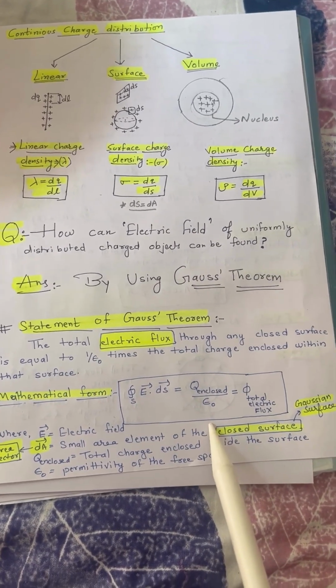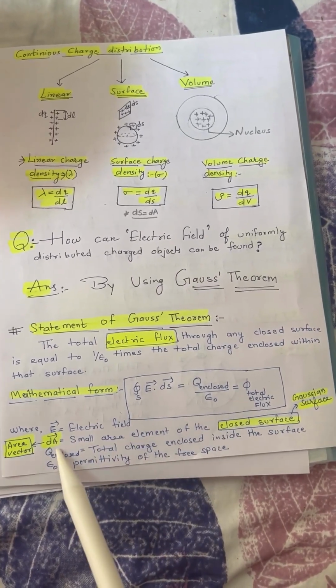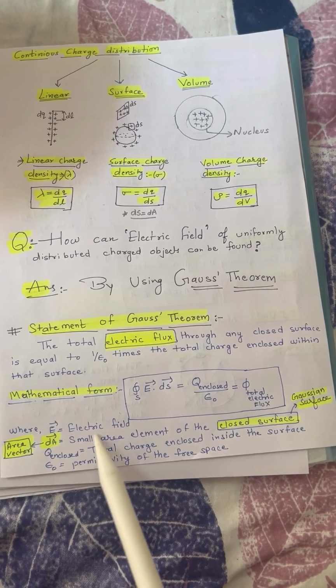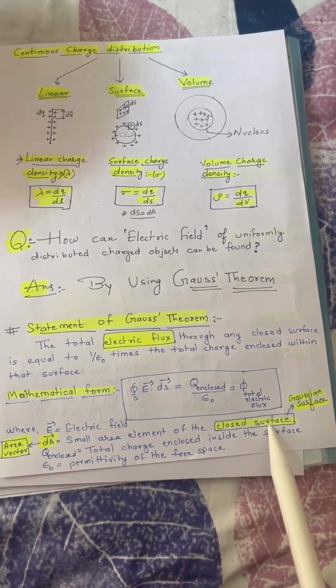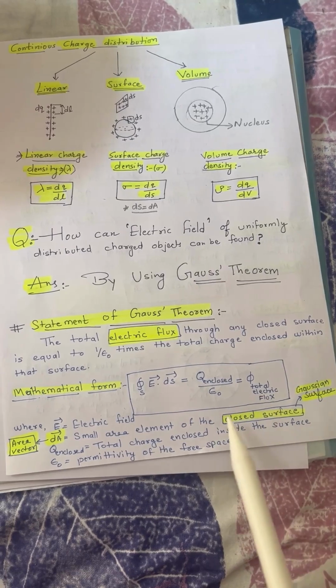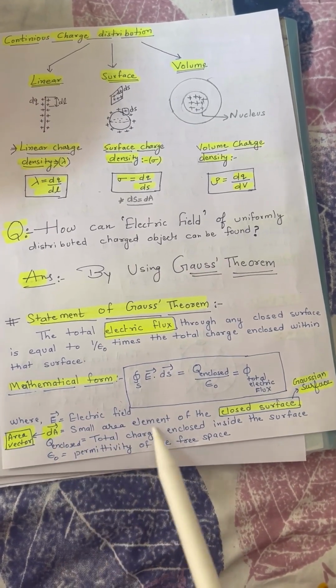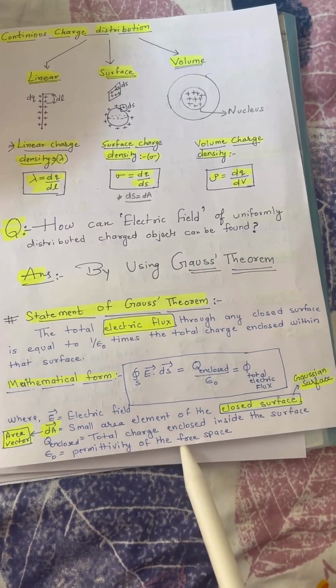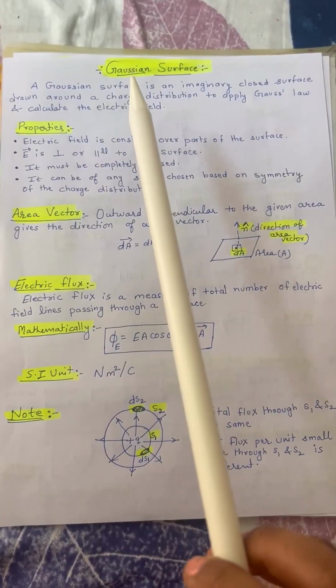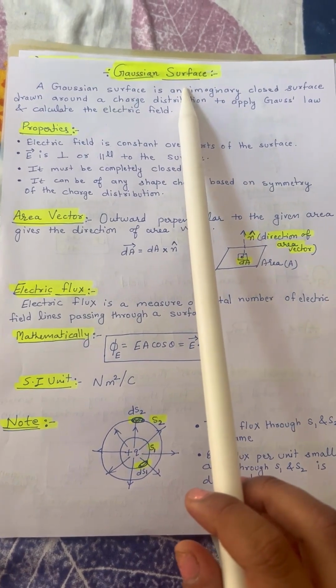First, Gaussian surface is the surface which is a helper for us, which helps us to apply Gauss theorem and to find electric field due to continuous charge distribution. Here are some properties of Gaussian surface. Most important properties are they can be of any shape and they should be closed and symmetrical.